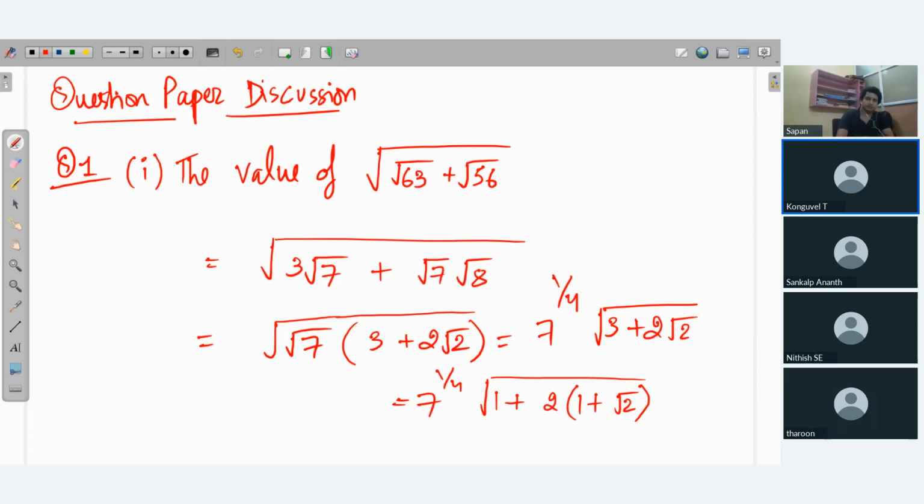What option did you pick? So you didn't see the next step. I didn't do the next step, like 7 to the power of 1 by 4 square root 1 plus 2 into 1 plus square root 2. I didn't do that, so it is half solved. Then what option did you pick? I didn't pick any option. I just wrote the answer. I couldn't see the completely wrong answer. No problem, no problem. There are other questions also.